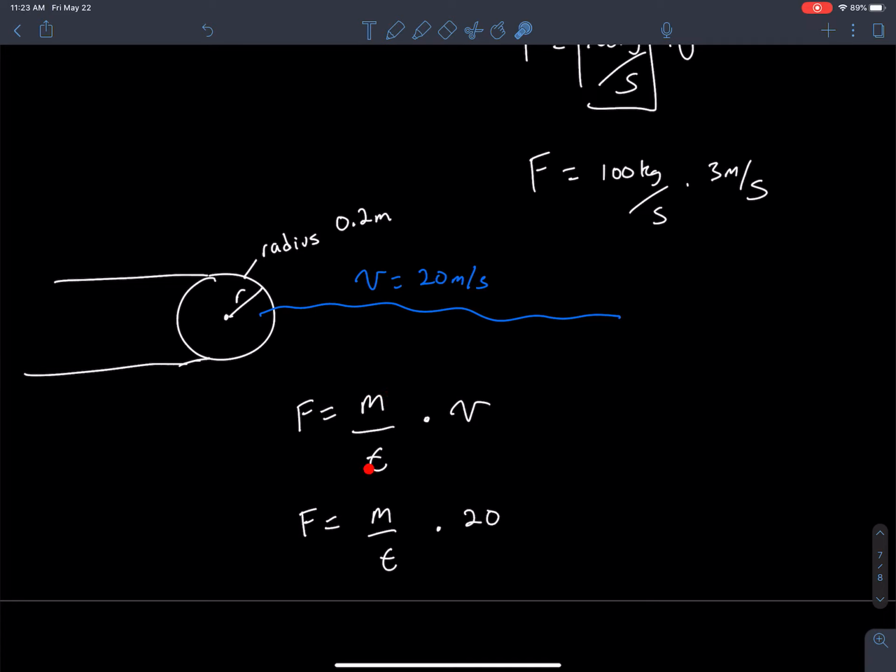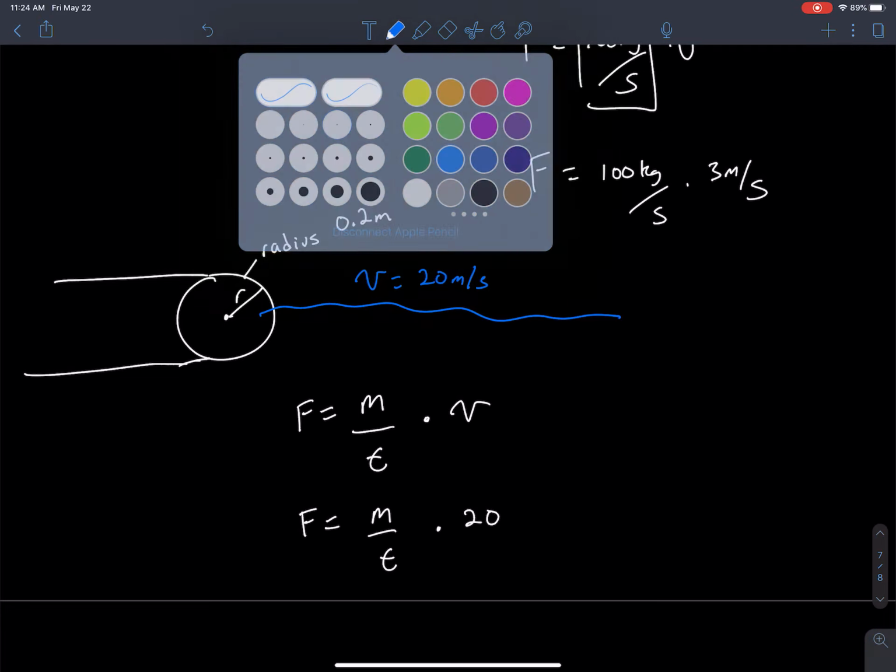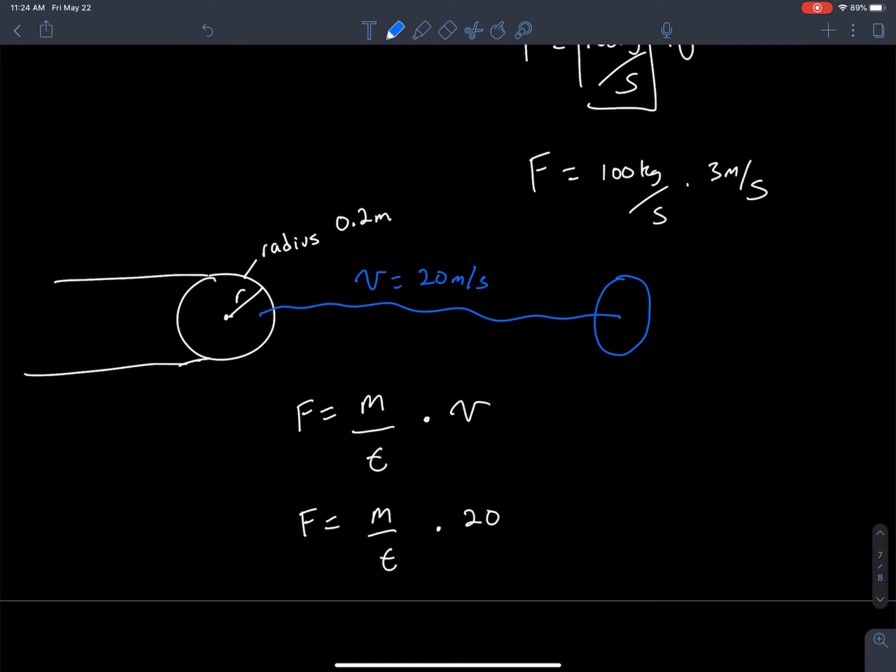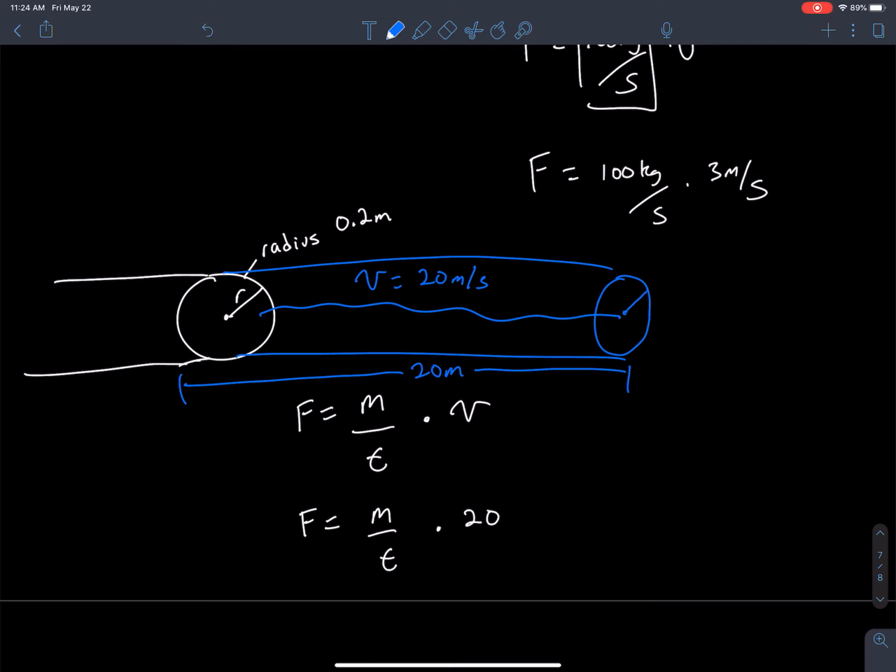I'm going to give you a little trick. In 1 second, I get a length of 20 meters of water coming out. Let's imagine the water stays in a cylinder form, so I'm just going to draw out a cylinder. I have 20 meters of water that comes out, which makes the length of the cylinder 20 meters, and the radius stays the same at 0.2 meters. Using those values, I can calculate the volume of water that would come out in 1 second.